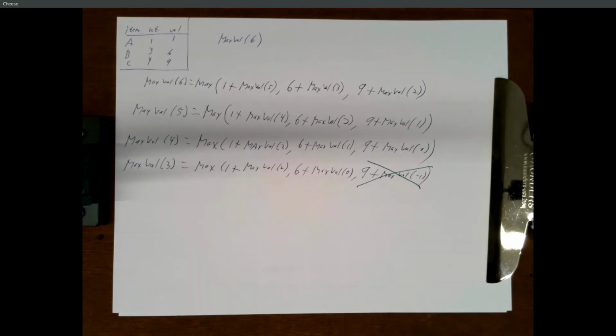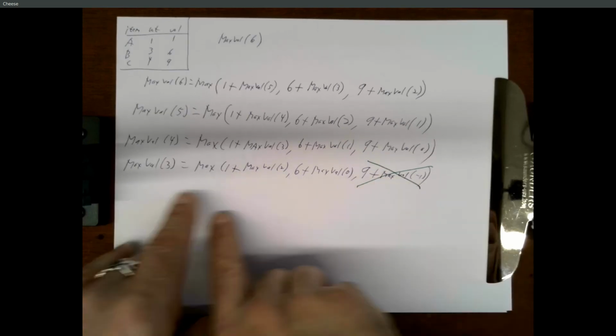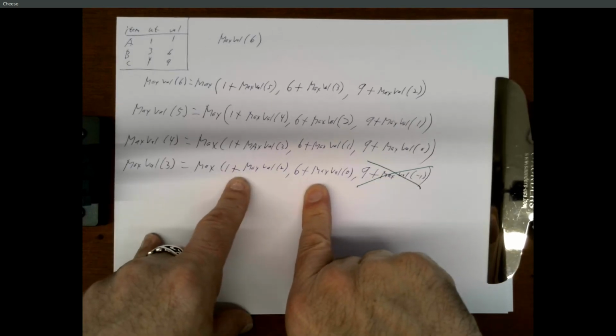Because if your bag only holds 1 pound to start, we can't say, well, I could get $9 plus the capacity of a bag that holds minus some pounds. We cannot put item C into a bag that only holds 1 pound, or 3 pounds in this case. So we're not allowed to consider this. So here we're just finding the maximum of 2 possibilities.